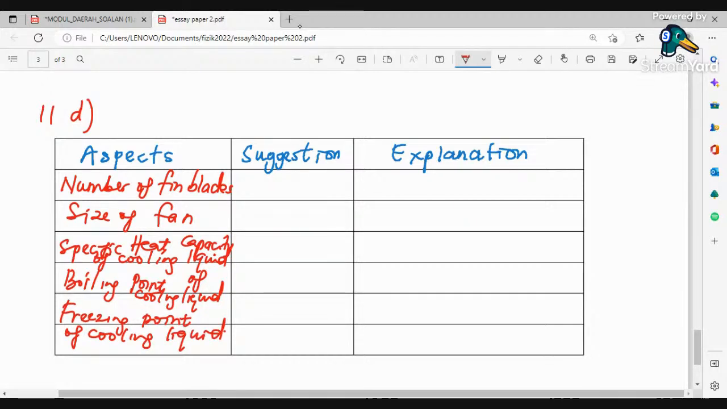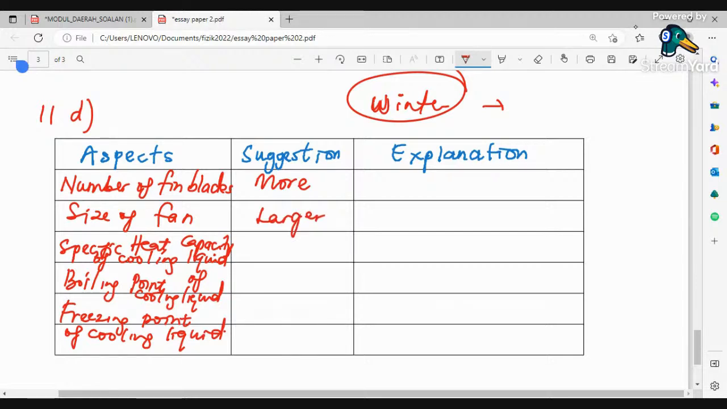Remember just now, effective use in winter, musim sejuk. Winter. Okay, so kita kena make sure dia tak freeze lah. Okay, kalau at lower temperature. Okay, suggestion. Number of fin blades must be large ataupun more. Size of fan must be larger. Specific heat capacity must be higher atau high. Higher pun boleh. Boiling point also must be high. Freezing point must be lower. Lower maksudnya kalau winter tu temperature dia drop -4, maksudnya freezing point cooling liquid maybe -50 ke gitu. Ataupun -100.